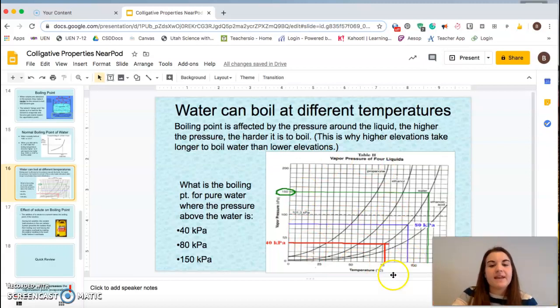This graph shows you the relationship between temperature and the vapor pressure. It says when you get to a certain temperature, what vapor pressure is required for it to boil.